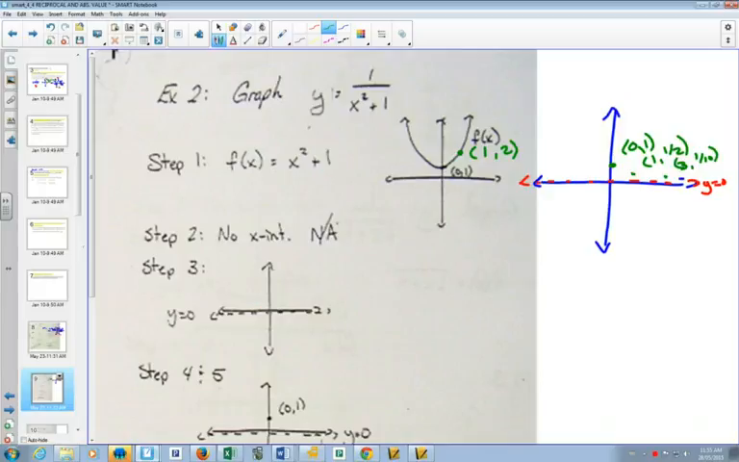The negative values are going to do exactly the same on the other side. So this graph is going to look like this. Another parabola that you saw from last year. What did we call this one? A speed bump. Nice.